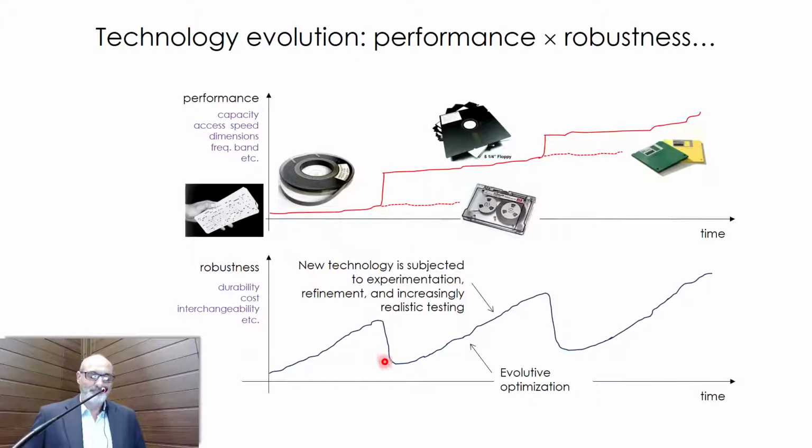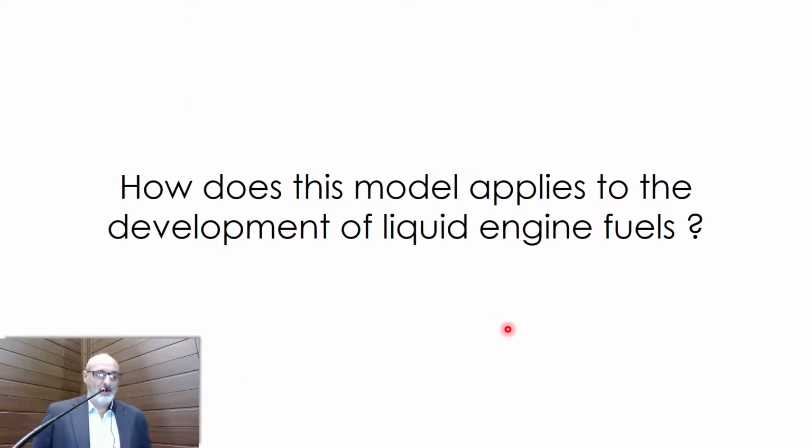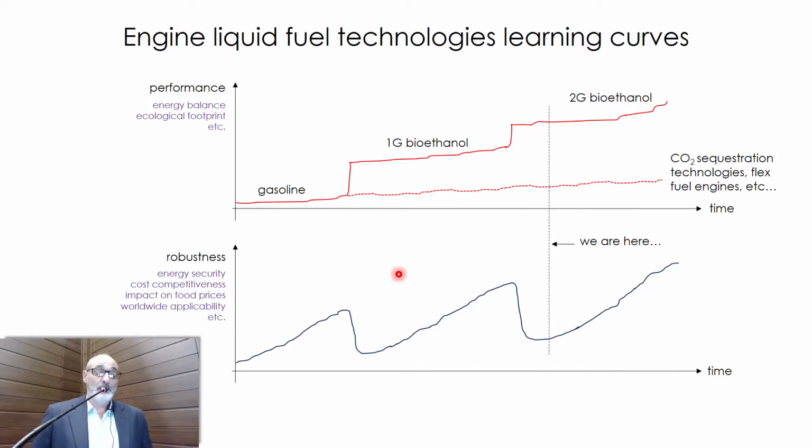So every new technology brings a loss of robustness, but with time, with evolutive development, eventually it will get better. So, how does this model apply to the development of liquid engine fuels? Let's try to focus on our problems here, okay?